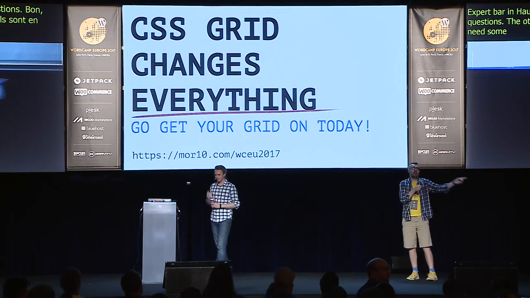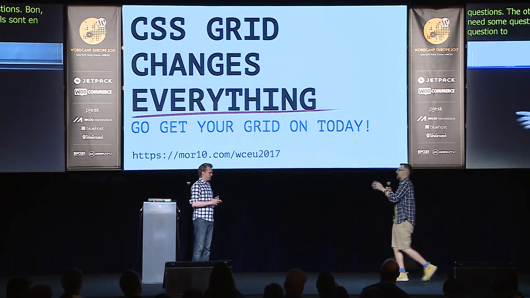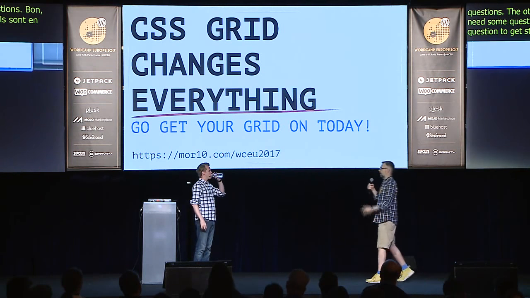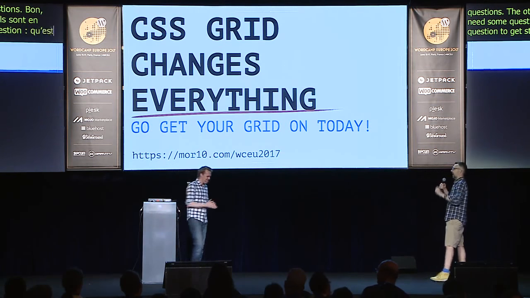While you're thinking about that, I have got a question to get started with. What really is the Gutenberg implications with CSS Grid? Can you think of some really nice examples straight off the bat?